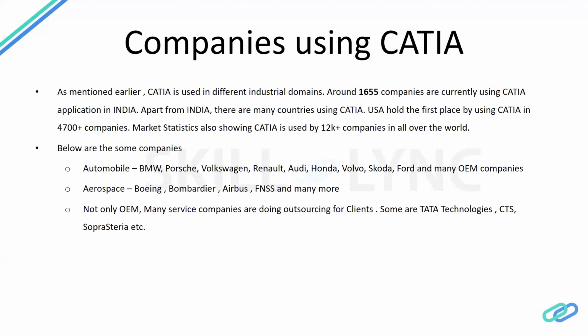Below are some companies I would like to mention in the automobile field, aerospace field, and also the service consultancy companies. They are doing the service for CATIA customization and automation. In the automobile field, the major companies are BMW, Porsche, Volkswagen, Renault, Audi, and more. In aerospace, you can see Boeing and Airbus, and also the service-based companies, Tata Technologies, CTS, Sopra Steria, and many more are doing the services of CATIA customization and automation for many OEMs.